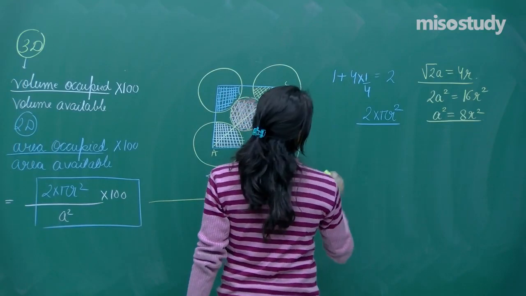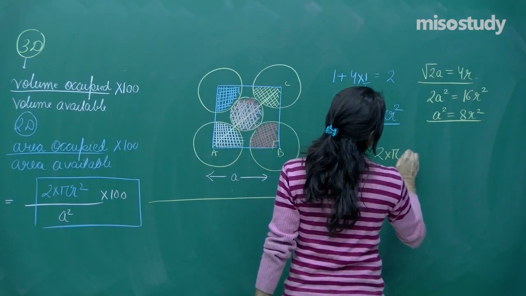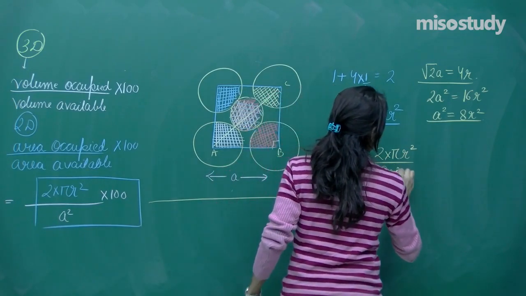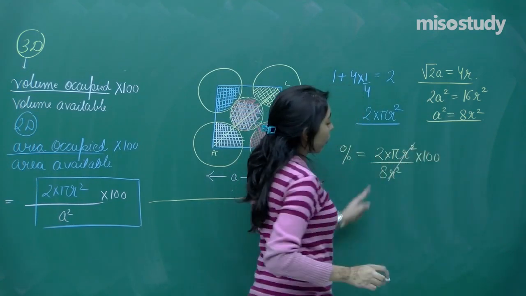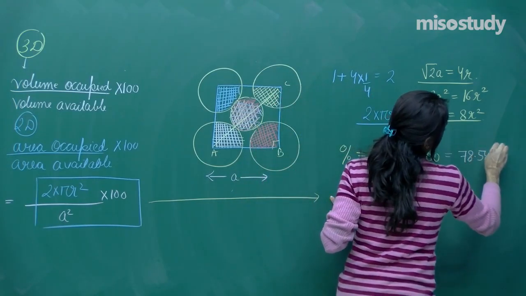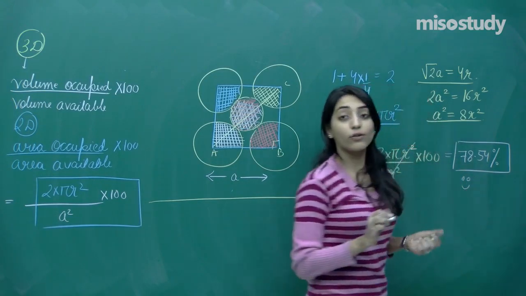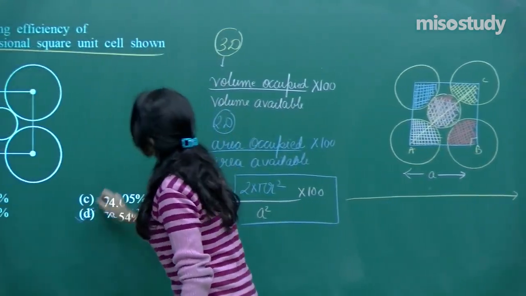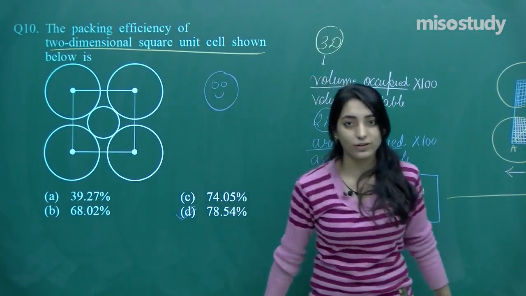When you know the value of a square, you can just put it in the formula. So the percentage efficiency will be 2 into pi into r square, divided by a square, which is 8r square, multiplied by 100. R square got cancelled, so it is pi by 4 into 100, and the answer comes out to be 78.54%. With this answer, I can give you permission to go and have at least 2 pizzas after this exercise. So option number D is the correct option for this question.